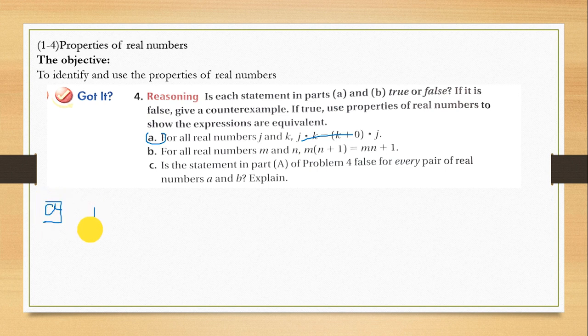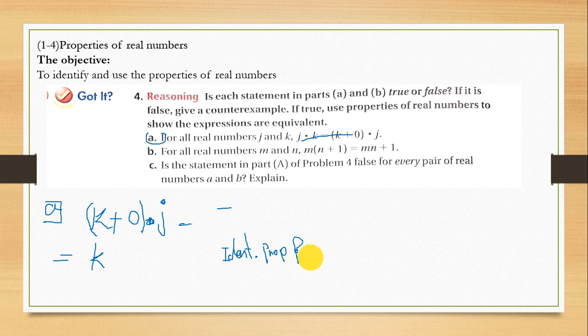So I'll start, as I said, step by step. I'll start from this side this time: K plus 0 times J. I want to reach J times K. Let me do it step by step. K plus 0 will give me K. Why? According to the identity property of addition. It will give me this result. Then just drop your dot, J, and you reach the result.